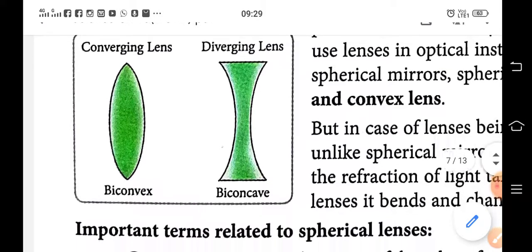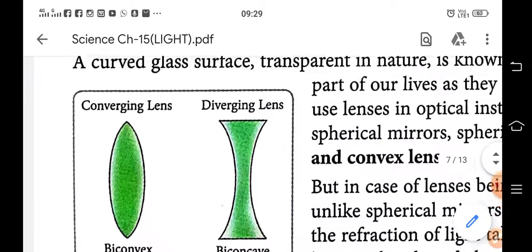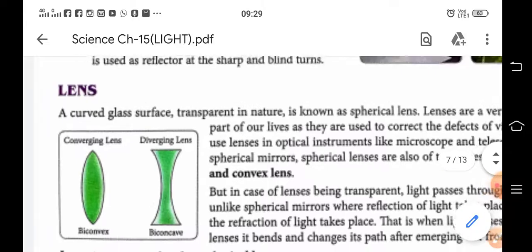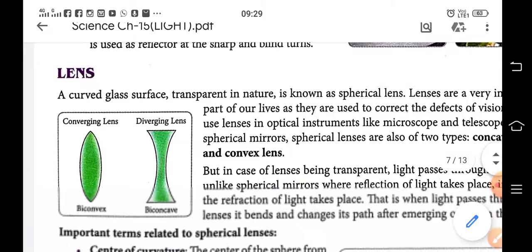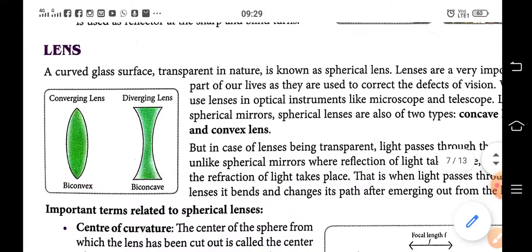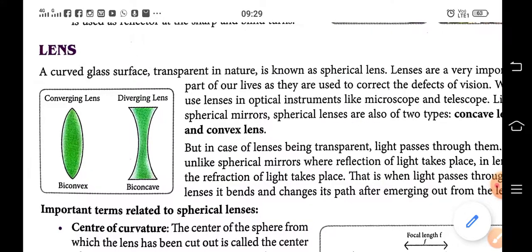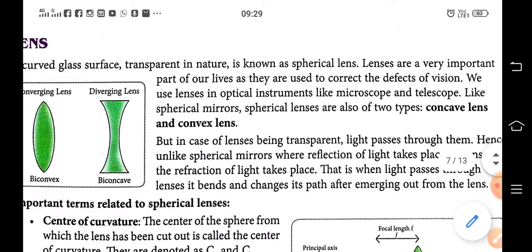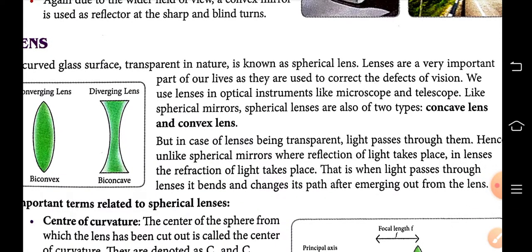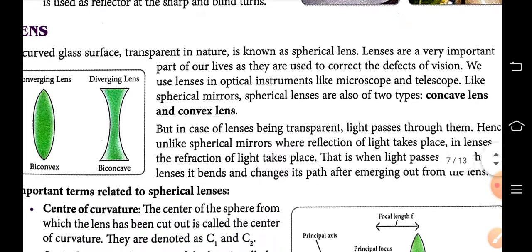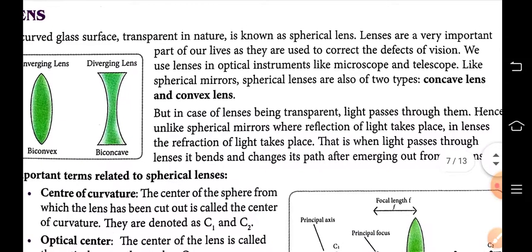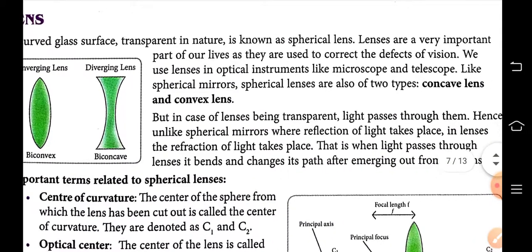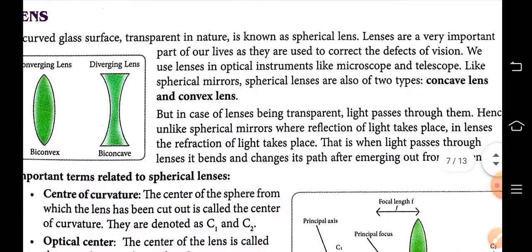So, in the light chapter, we have completed plane mirror. Now, we will discuss lens. A curved glass surface, transparent in nature, is known as a spherical lens, and it is very important for our life because it is used to correct the defects of vision. If any problem is there in seeing, then it is used to correct it.